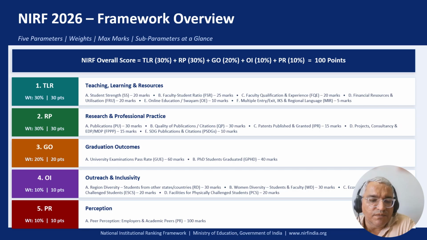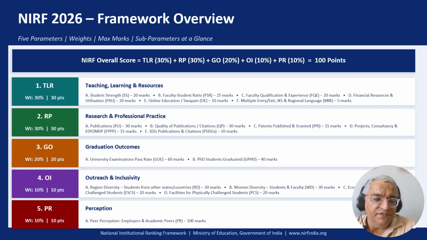Now, GO is about graduate outcomes. The pass percentage of the university should be more than 80%. That means the number of students completing their degree in the stipulated time period should be more than 80%. Then you get full marks. And number of PhD students graduated, it carries 40% weightage. So this basically is graduate outcomes.